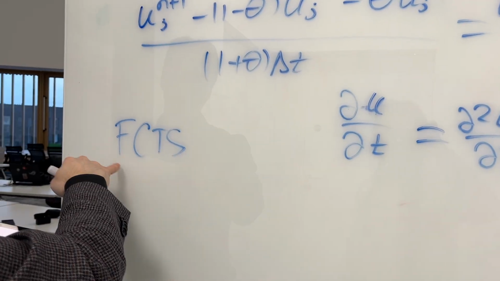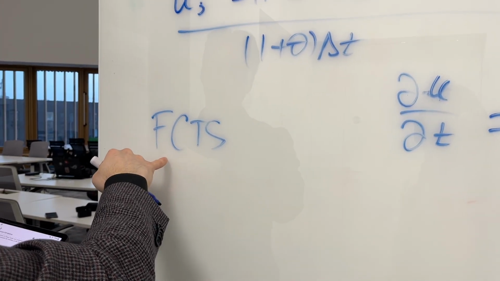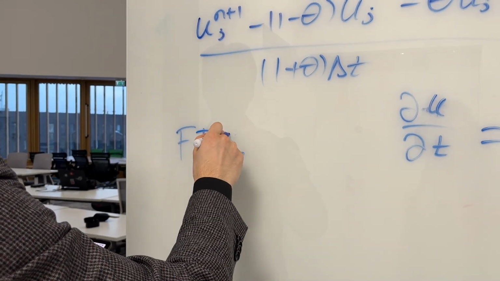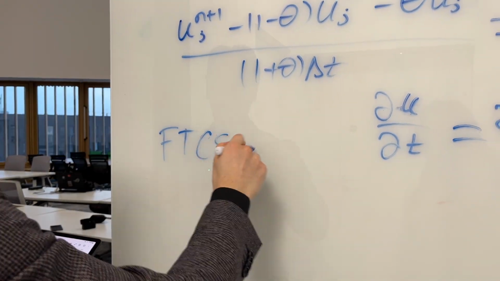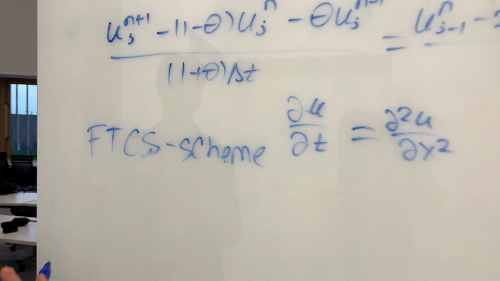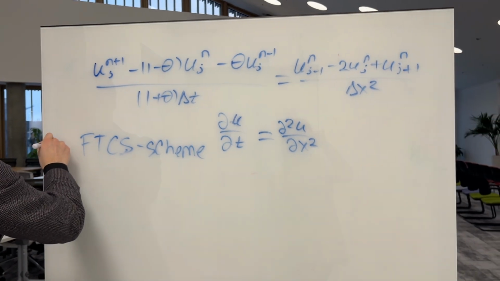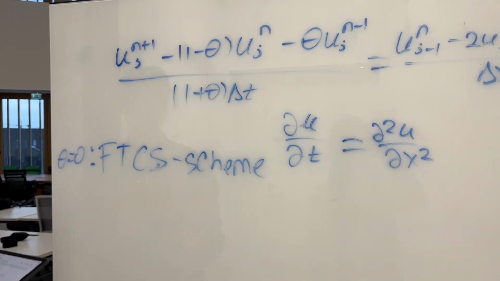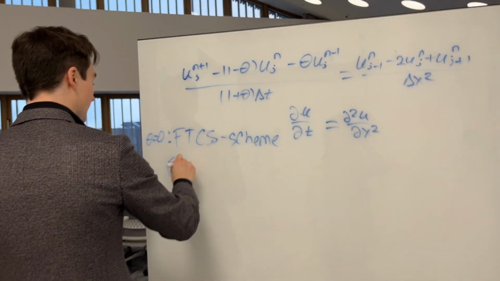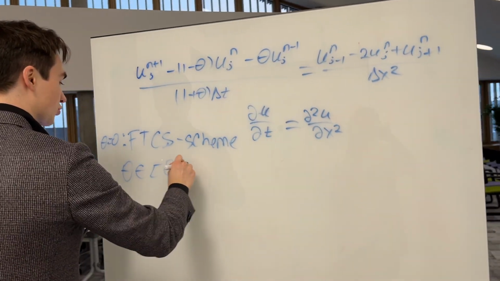And you can notice that when theta is equal to 0, we have exactly our FTCS, forward time central space scheme, which I have already discussed previously. But we want to explain this for theta in the region from 0 to 1.